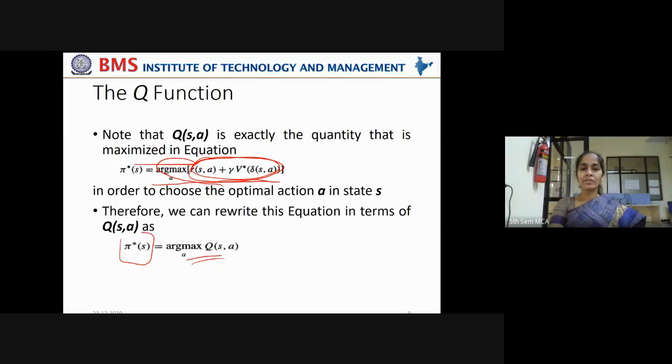Optimal control policy of moving from a state S is nothing but maximizing the Q function. Simple. Instead of this lengthy representation, now we have made it more brief. The optimal control policy pi for moving from state S can be denoted as maximizing the Q function in order to move from state S by taking an action A.